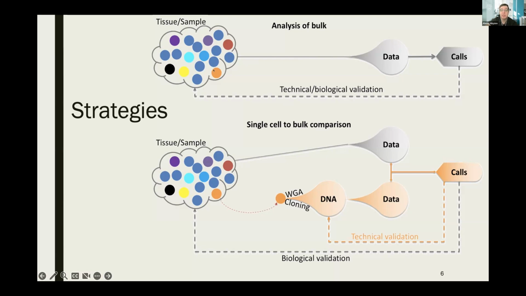And then obviously, as a good scientist, you may want to do some validation, and you can probably use the same sample. In this case, we call it technical biological validation. In a second, you will understand what the difference is. So that's approach number one.